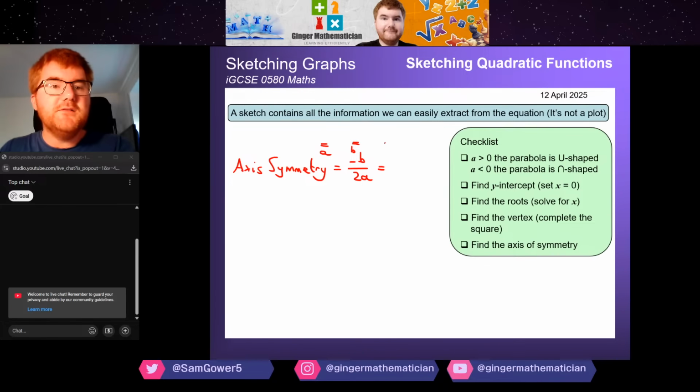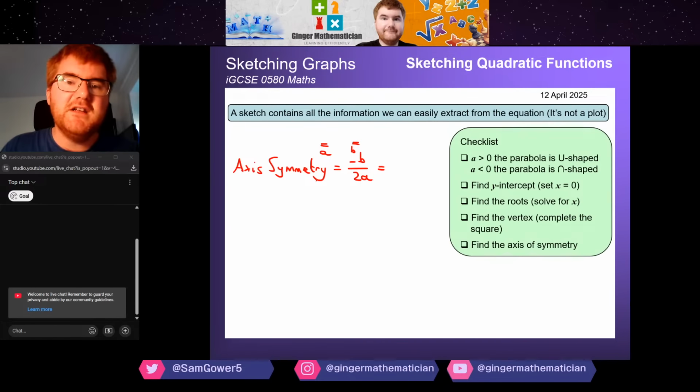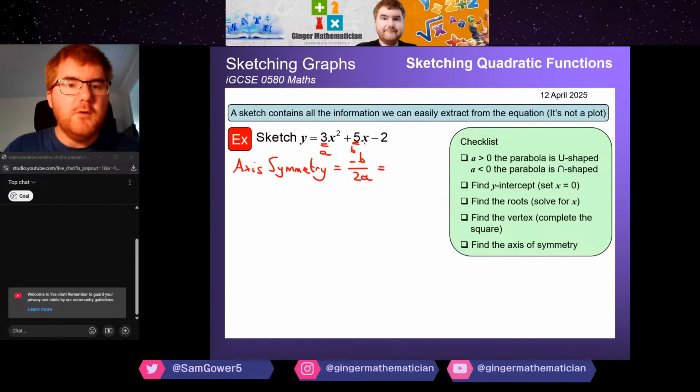Now because we have a U shape, we're going to have a min point because of the shape of the graph. So we kind of already know this. Now, if we do minus b here, well, we've got plus 5, so we're going to have minus 5. And then 3 times 2, that's equal to 6.